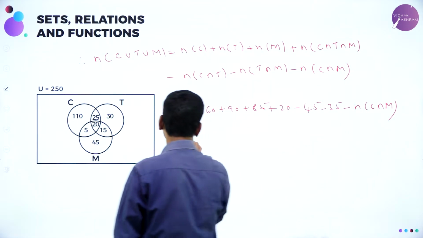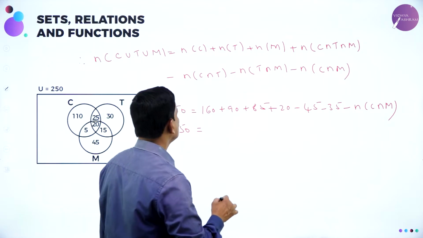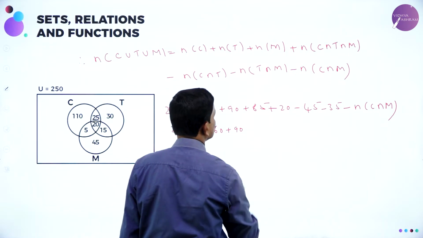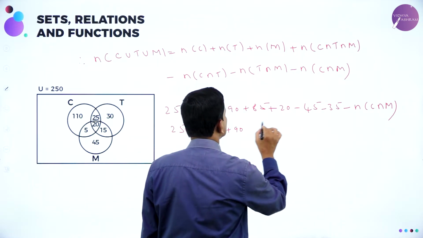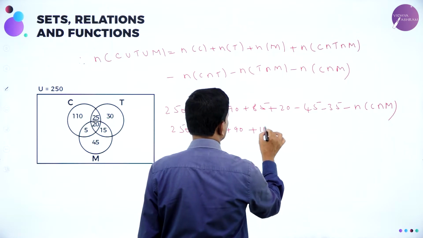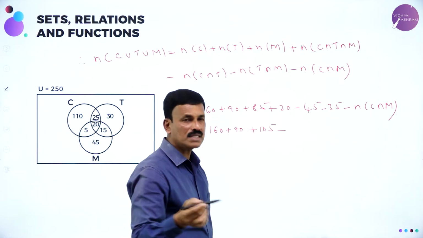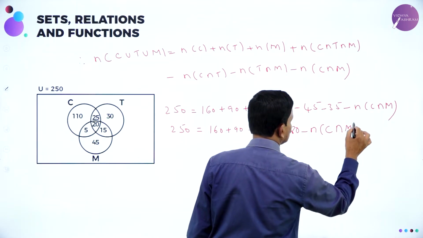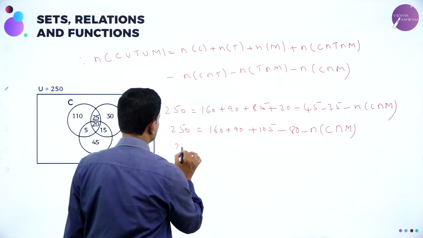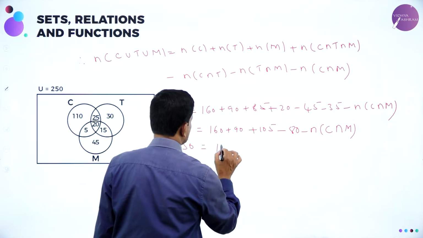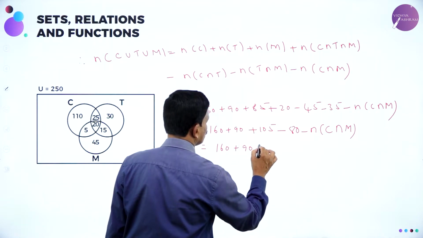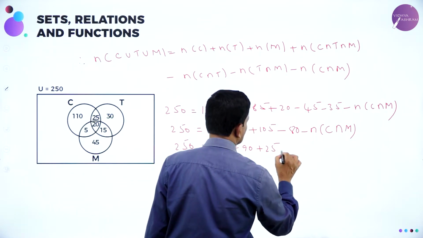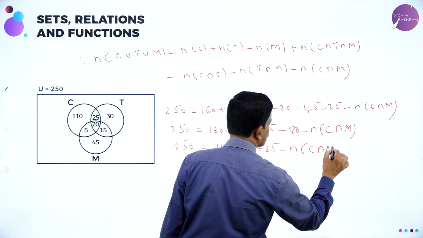That's it. Simplify. So 250 is equal to, what is this equal to? 160 plus 90, then this is 85. 85 plus 20 is 105, minus 45, minus 35 is minus 80, minus N of C intersection M. Now 250 is equal to 160 plus 90 plus 105 minus 80 is 25, minus N of C intersection M.